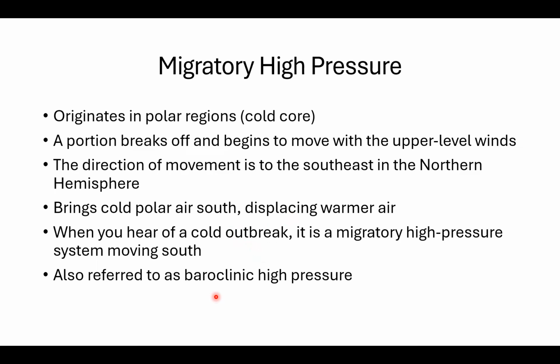It's also referred to in meteorology as a baroclinic high pressure. Baroclinic meaning that we have some sort of temperature change, for example, colder air displacing that warmer air. One of the biggest things I could say about a migratory high pressure system, this cold core high, in the wintertime too, you'll notice an amazing, crystal clear blue sky when this high pressure system moves in. The air mass is very clean, very crisp, and very dry as well.